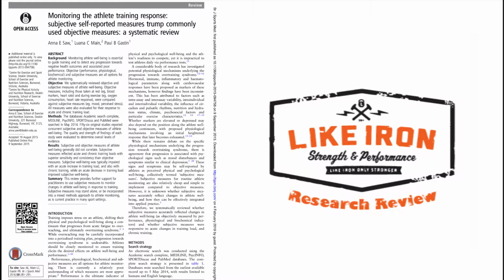Yeah, because the subjective measures are so responsive to the training loads, we can make more real-time decisions with those. So if somebody comes in and their scores on these subjective measures show that they're feeling like crap, then we can pull back on that day because it's so responsive.